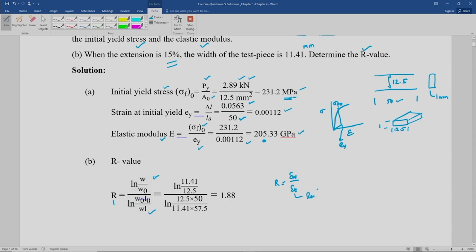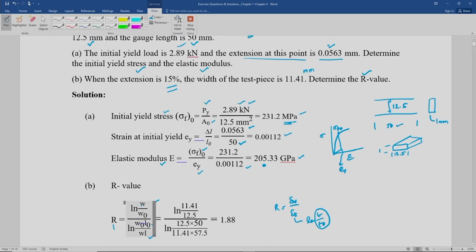This is nothing but ln of T by T naught, and this T by T naught can be connected to width and length, instantaneous length and original dimensions, in this way. Now it is all about substituting the values given in this particular problem. The width of the test piece when the extension is 15% is given. Let us say you take this gauge length, which is 50 mm, and it is increased to one particular length which gives you 15% extension. At that time you will see that this width is reduced. Let us say this is 12.5, that has become 11.41. But this dimension is not known to us, but then strain is given, you have to convert that. So that we will do here.